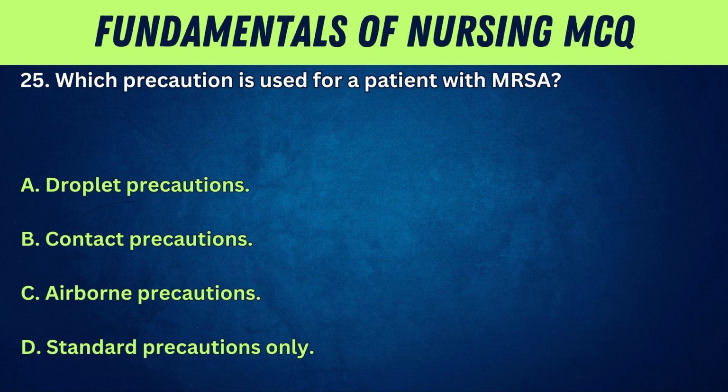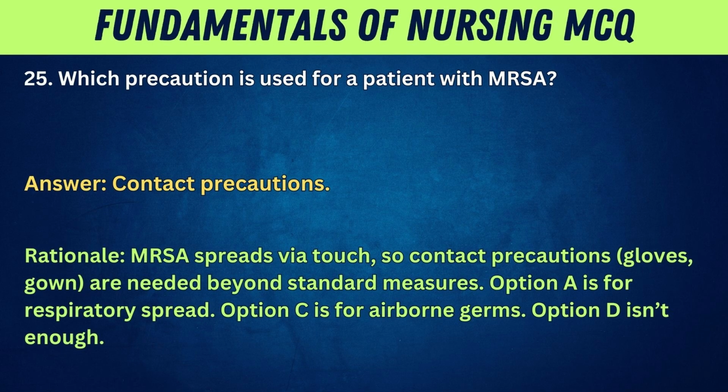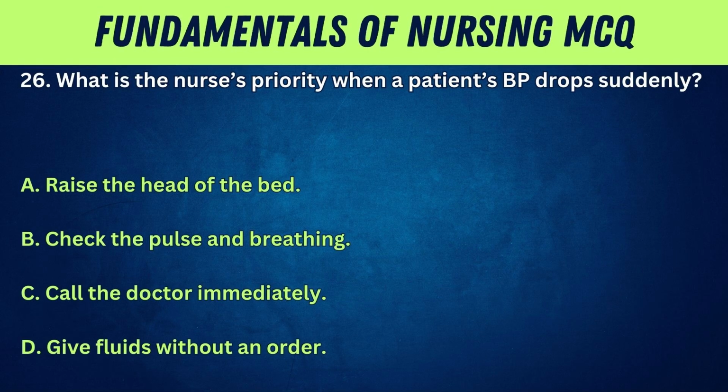A. Droplet precautions. B. Contact precautions. C. Airborne precautions. D. Standard precautions only. Answer: Contact precautions. Rationale: MRSA spreads via touch, so contact precautions, gloves, gown, are needed beyond standard measures. Option A is for respiratory spread. Option C is for airborne germs. Option D isn't enough.